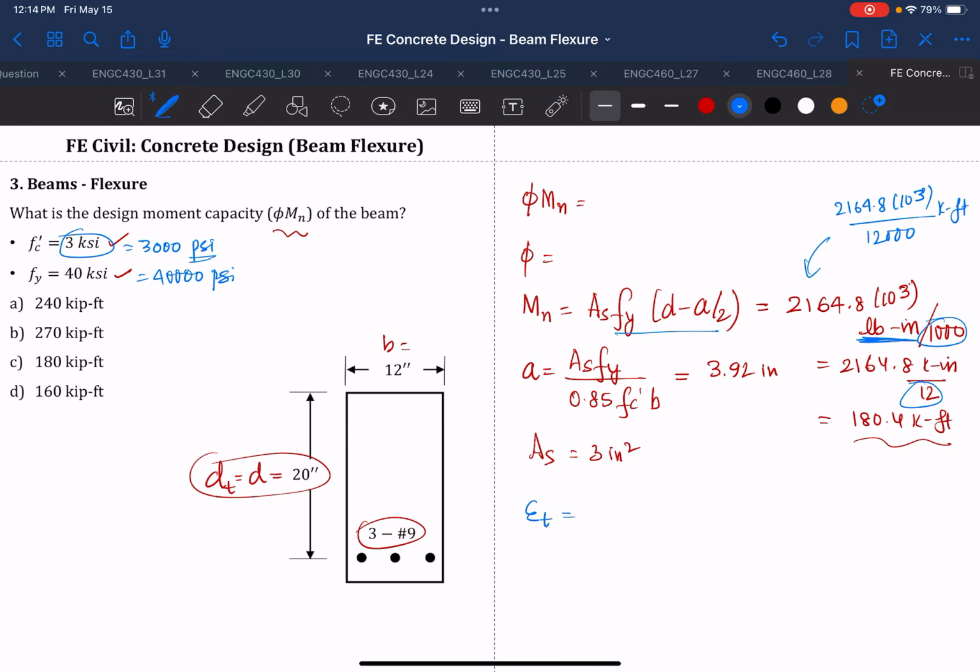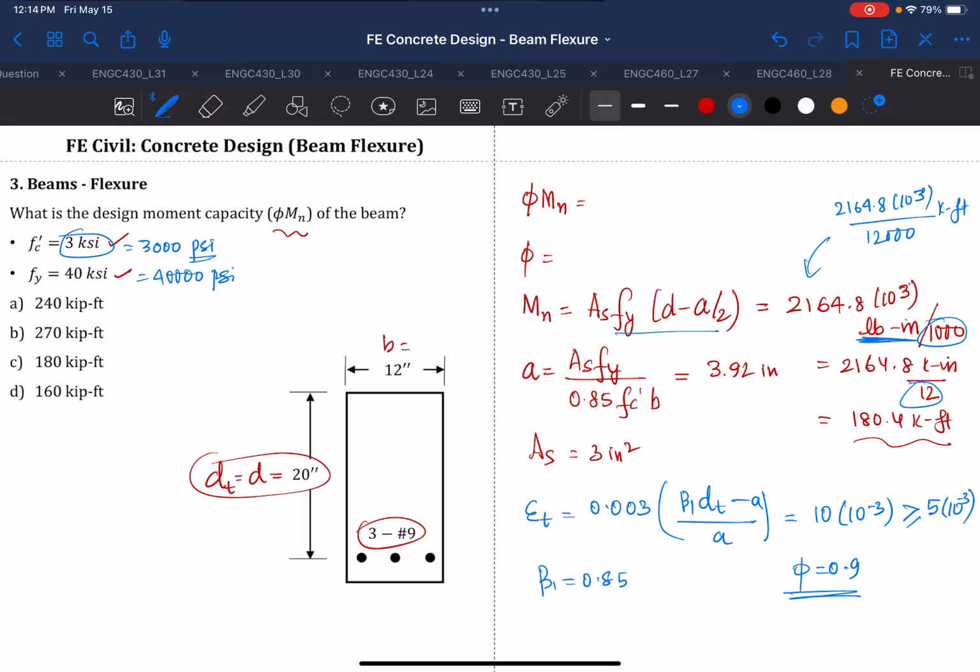And then phi will be related to your strain in steel, so that will be 0.003 beta 1 dt minus a divided by a, and beta 1 is 0.85, and if you put them together, you'll get a value of 10 to the power minus 3, and this is greater than or equal to 5 times 10 to the power minus 3, and so it is tension control, so this will be 0.9, and 0.9 multiplied by 180, you should get 162 kips feet. So your option here will be 160 kips feet.